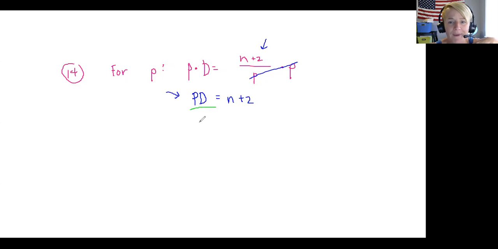So I want to get the p all by itself. I'm just literally going to divide both sides by d, which will cancel these. So that leaves me with p equals n plus 2 divided by d. And that's solving for p. So again, it's just all about moving things around to where they need to go to solve for what they're asking you to do. So I'm going to leave you alone and let you solve the rest of those by yourself. When you get caught up, meet me back and I will solve problem number 19.